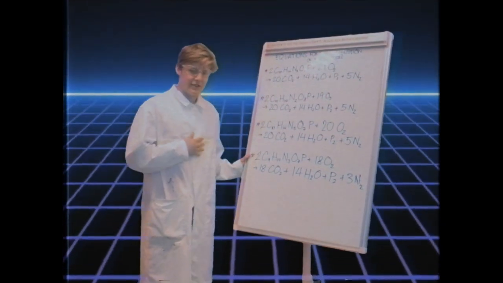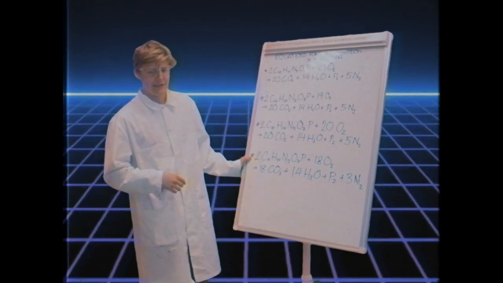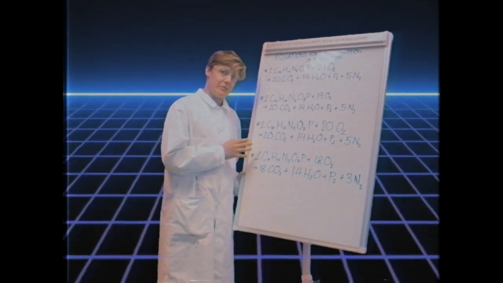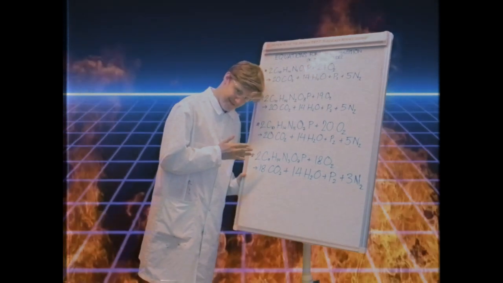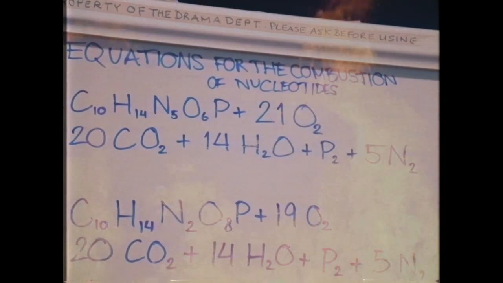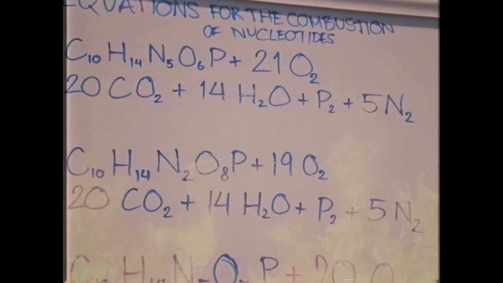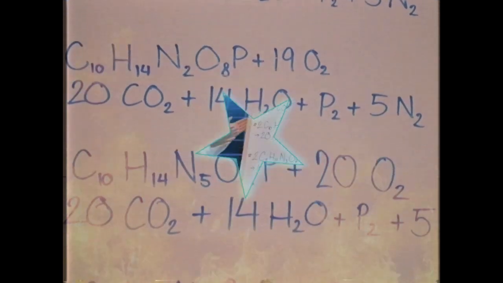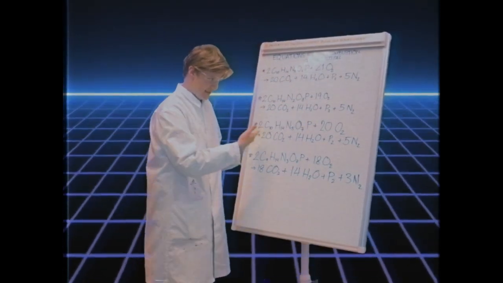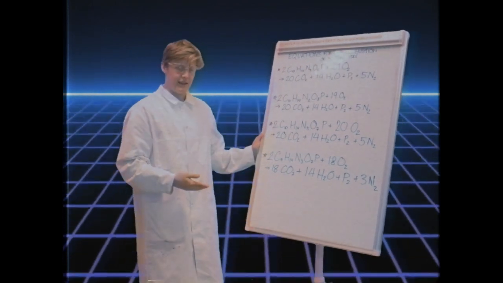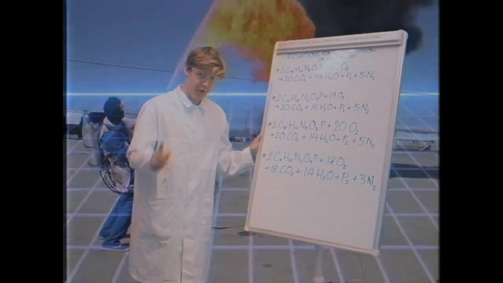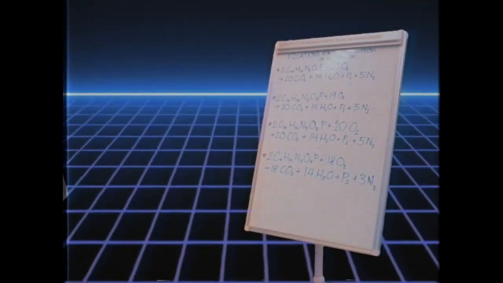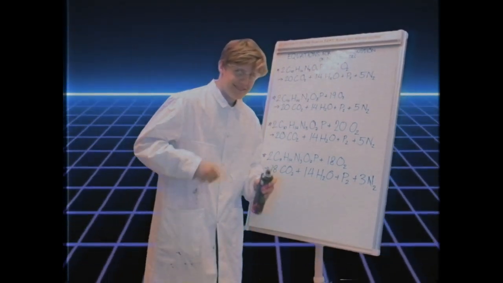So luckily, like most living things, viruses are made up of organic compounds, meaning they can be burned. So each of these four nucleotides that make up DNA can effectively be combusted, as we can see in these equations here. And we can use something as simple as a propane torch or hairspray.